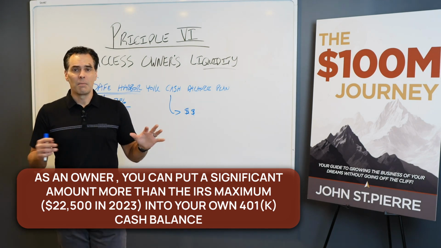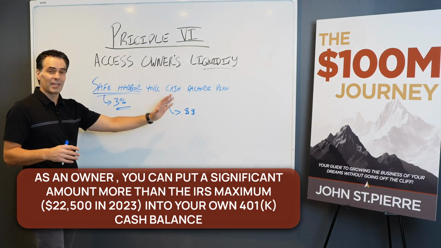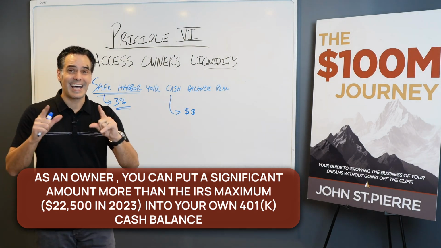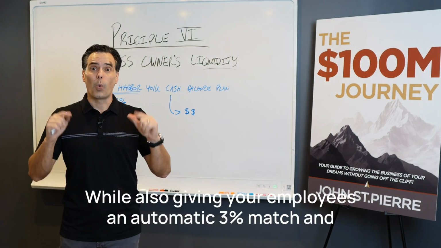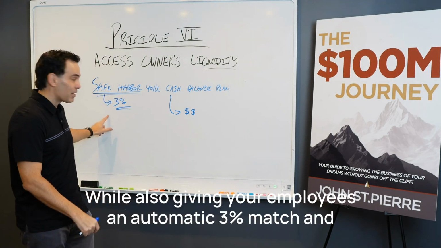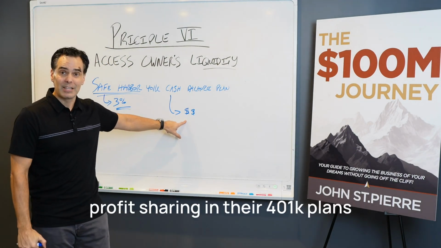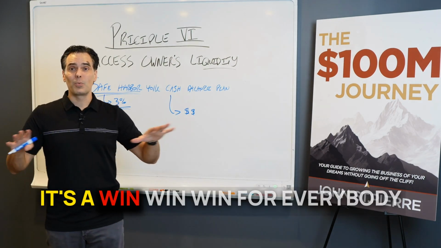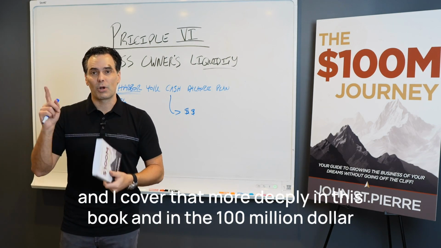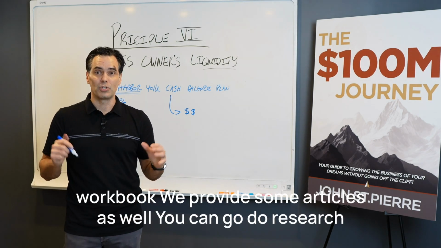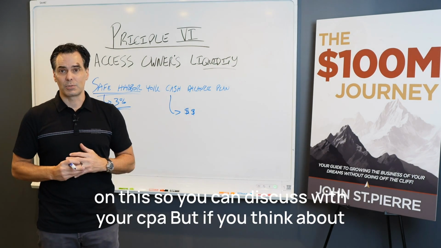But by executing a safe harbor 401k cash balance plan, you can put up to 10 times that amount in your personal 401k plan as an owner, while also giving your employees an automatic 3% match and profit sharing in their 401k plans. It's a win-win-win for everybody, and I cover that more deeply in this book. And in the $100 million workbook, we provide some articles as well. You can go do research on this so you can discuss with your CPA.